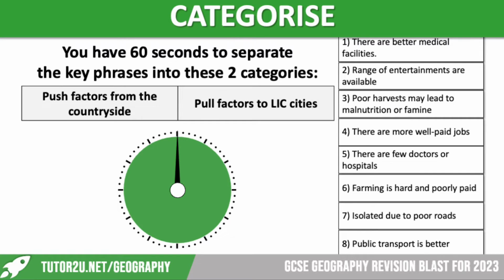Right, we're going to move on now to a round of categorise. So we are going to give you 60 seconds to separate the key phrases that you can see down the side of the screen into push factors from the countryside and pull factors into low-income cities. So we've got push factors, so things that make you want to leave, and pull factors attract you to a place. Let's go.